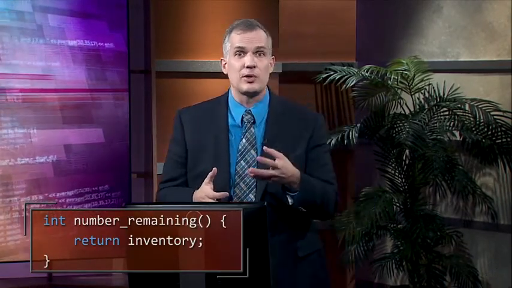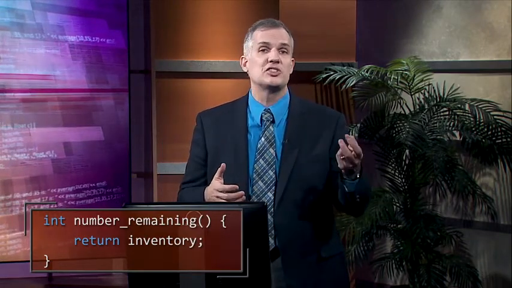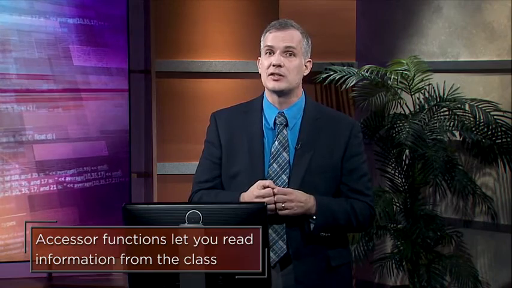But it's still common to need to adjust those variables or find out what they are. So, in our vending machine, we had a routine, number remaining, that would tell us the inventory level. And this type of routine, that basically just returns the value of some private member variable, is called an accessor function. Accessor functions let you read information from the class. And basically, they provide one of those approved channels by which information is allowed to leave the class.